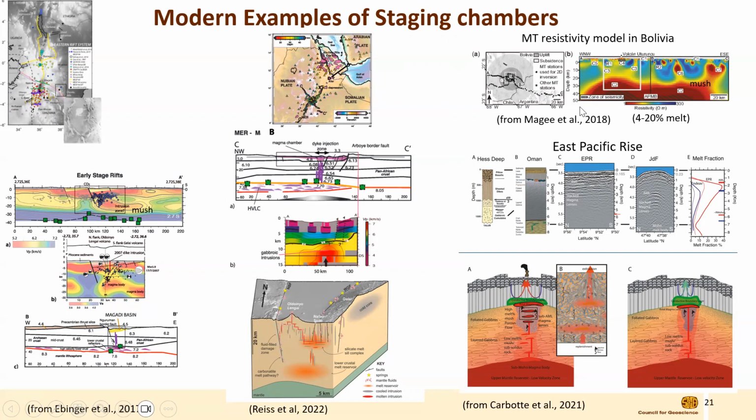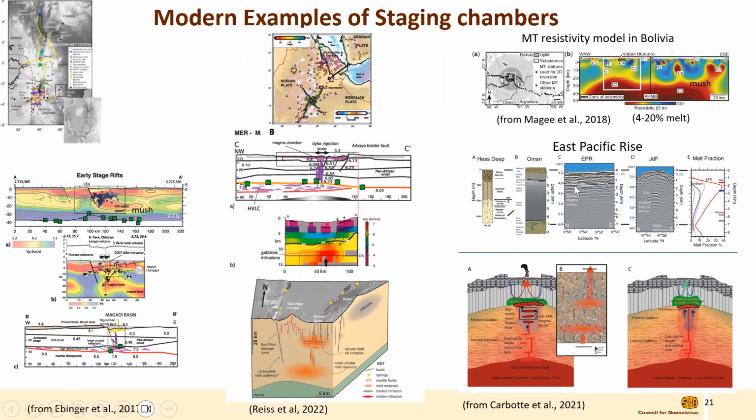Next, in Bolivia, this is an MT profile. These red colors, once again, are very low resistivities. This is interpreted as a melt mush zone, 4 to 20% melt. And you see this feature in a lot of these volcanic areas where you've got crustal conductors in the mid to lower crust. The thickness is not very well constrained, but once again, these are staging chambers. Up here, these blobs, some of them are hydrothermal alteration and some of them might be magma bodies.